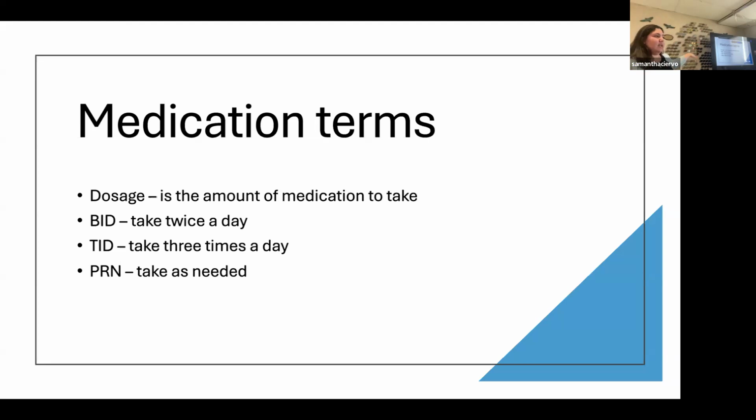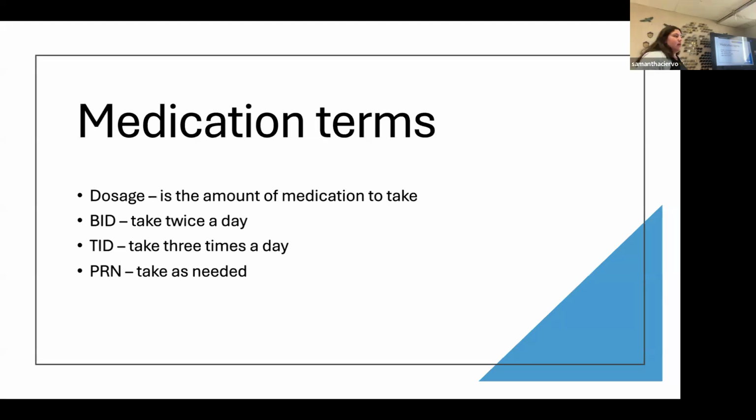BID means take it twice a day. TID means take it 3 times a day. And PRN means take as needed. Sometimes the doctor will say, I'm going to prescribe you a strong Tylenol, but take it as you need it, and that would be PRN. But it's really important when you're looking at your medications to ask the doctor, do I take both pills at the same time? Do I take one in the morning and one at night? Make sure that you can figure that out.